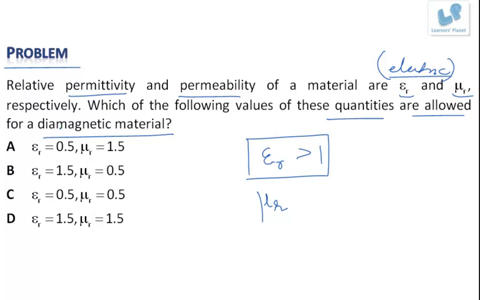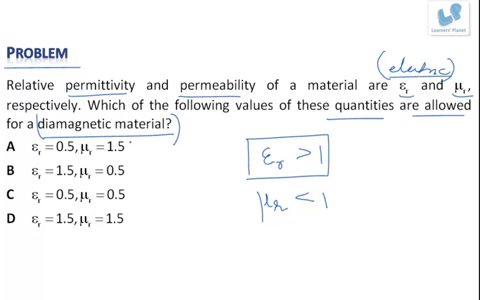Now in case of diamagnetic material, which is defined by its property that when it is kept in a magnetic field, the magnetic dipoles that are created inside the material are in the opposite direction. Thus it reduces the magnetic effect inside the material. So if you compare the magnetic field inside, it will be lesser than that of the magnetic field which is outside. So there mu r is less than 1.